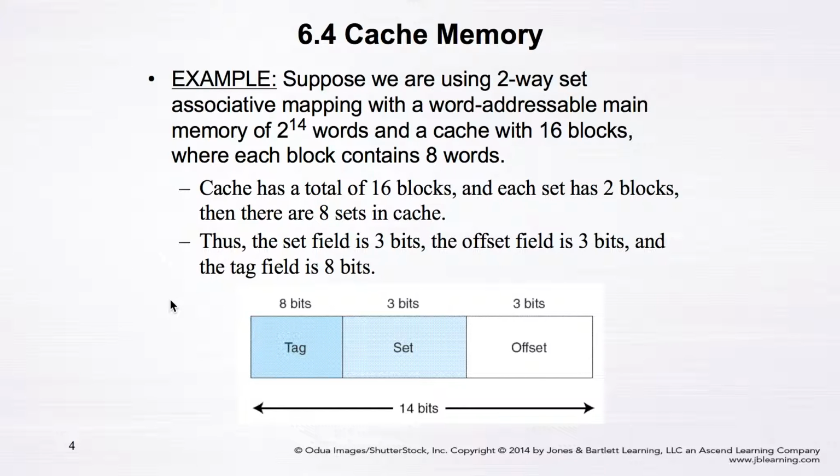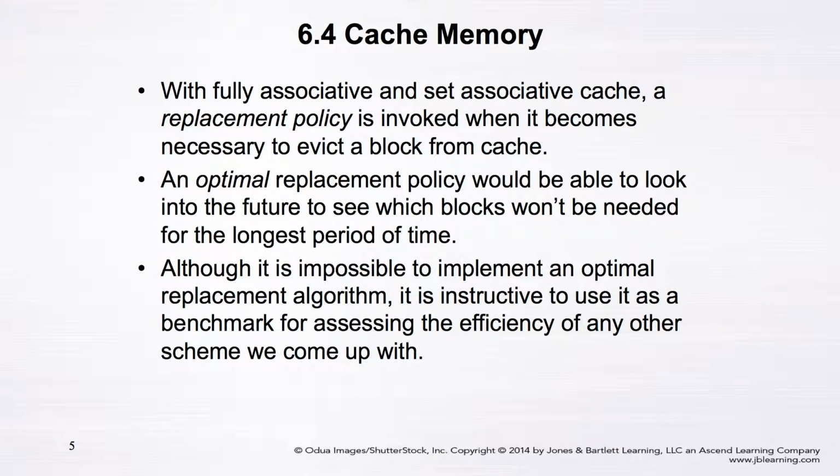So that's how the set associative cache is addressed between the main memory and the cache. With fully associative and set associative cache, a replacement policy is invoked when it becomes necessary to evict a block from the cache. In this case, the cache is full and new data needs to be written into the cache, so one of the existing blocks needs to be evicted. So you need some kind of replacement policy in order to do that.